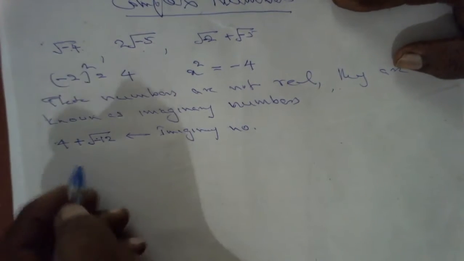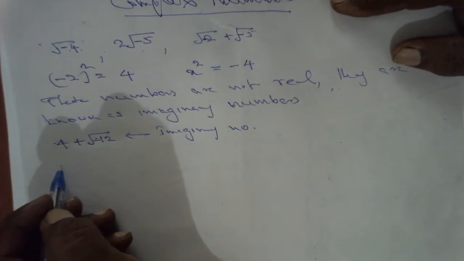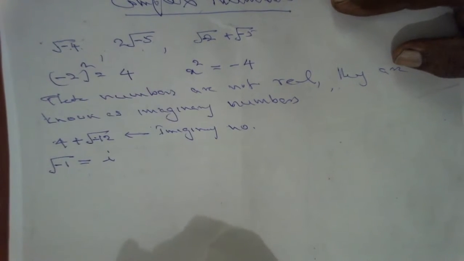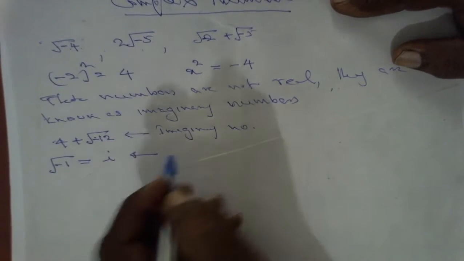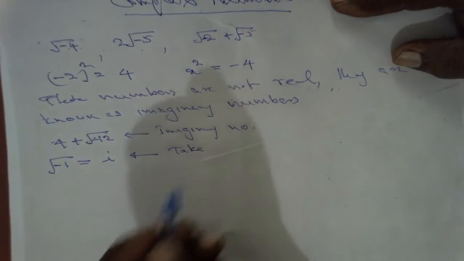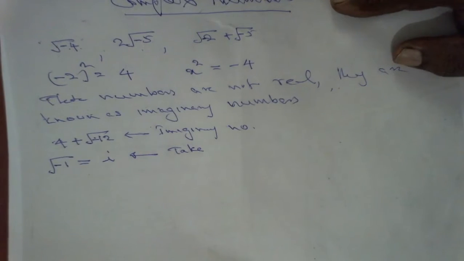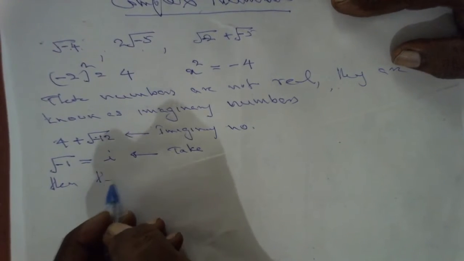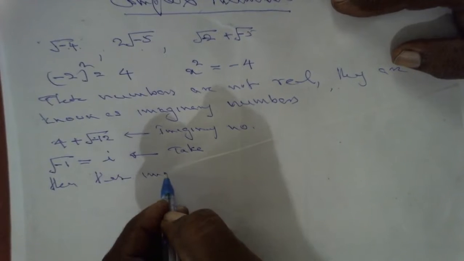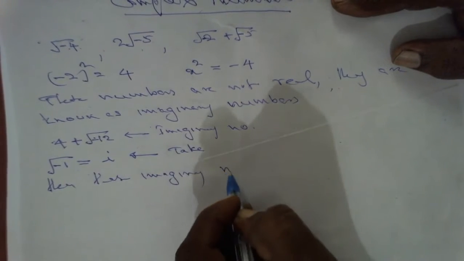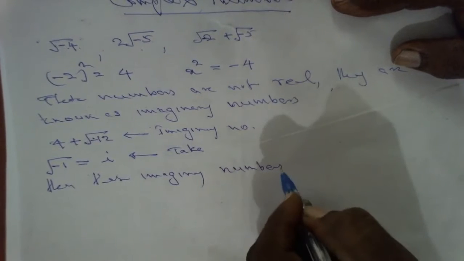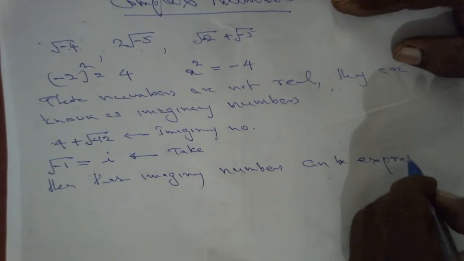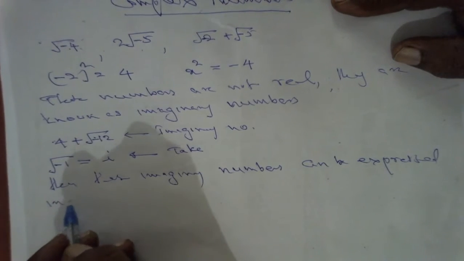So you can take the square root of minus 1 as i. Right? Take like this. Then these imaginary numbers can be expressed in a formal manner.